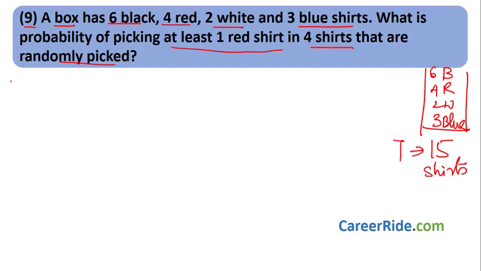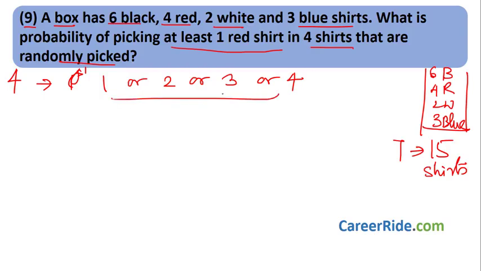So here we want to pick 4 shirts, and in those 4 shirts we need to have at least 1 red shirt. That means these 4 shirts can have 1 red shirt or 2 red shirts or 3 red shirts, or all the 4 can be red shirts. So we can find the individual probabilities for these and we can get the answer. But let us take a different way to solve this sum.